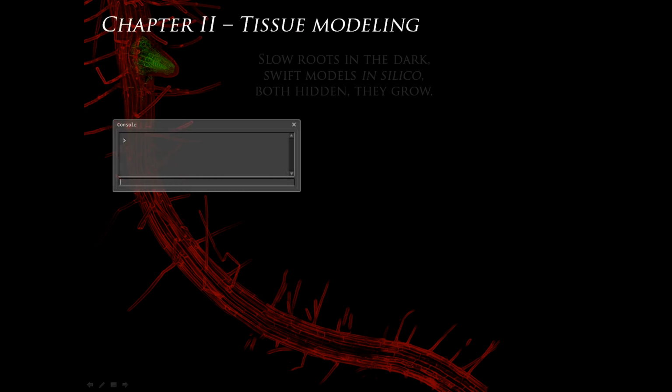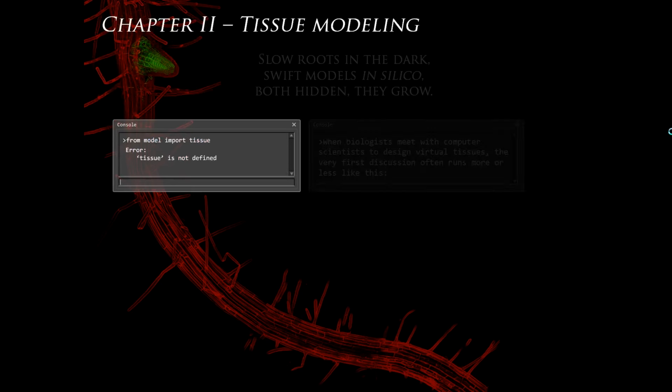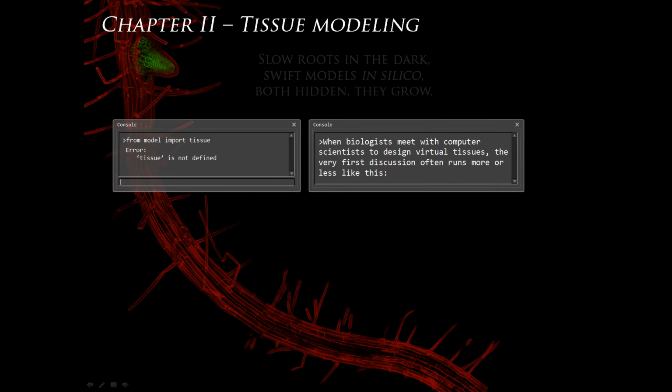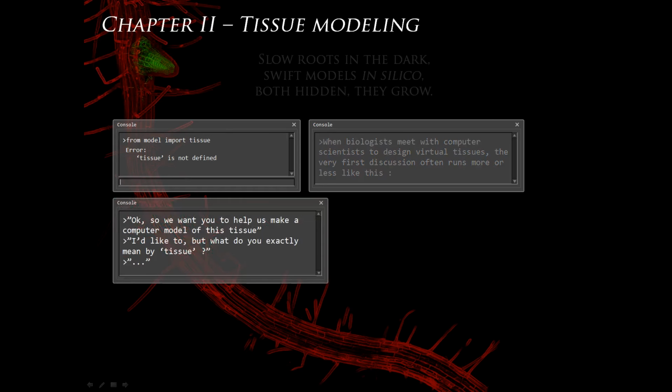Okay, so let's try and load up some models, some tissue models. I guess we have some definition work to do first. So that's a personal experience that I'll be writing now. And what I've observed is that when biologists meet with computer scientists to design virtual tissues, the very first discussion often runs more or less like this. Okay, so we want you to help us make a computer model of this tissue. Well, I'd like very much to, but what do you exactly mean by tissue?